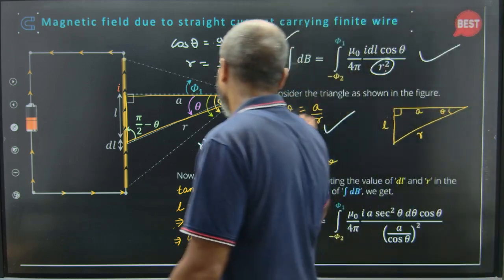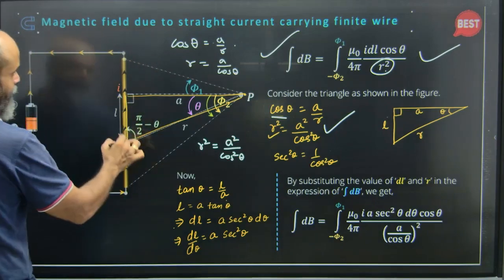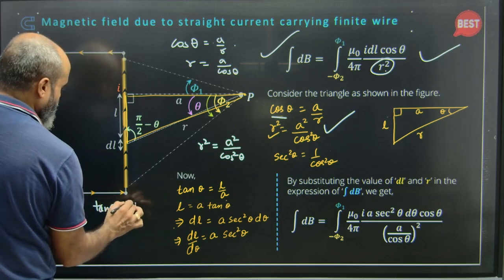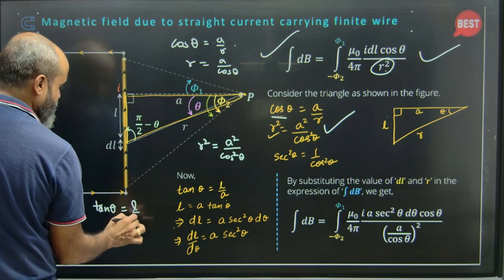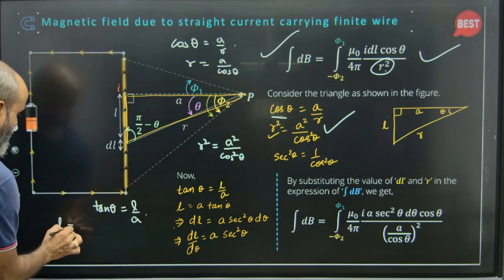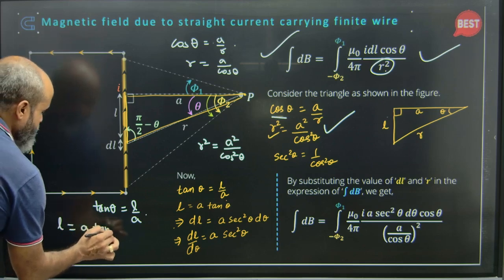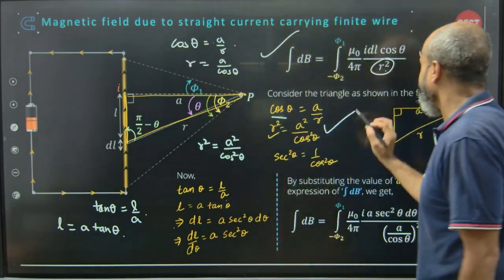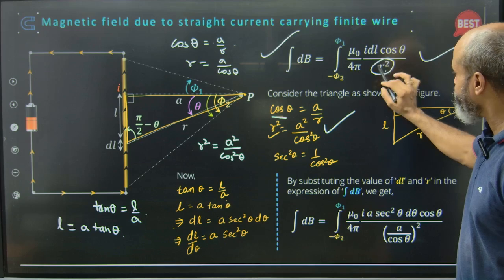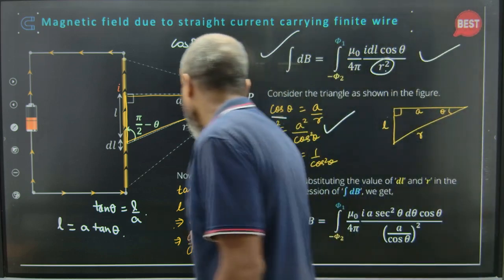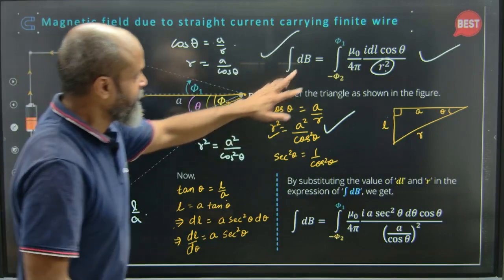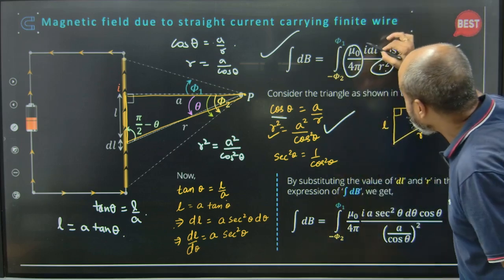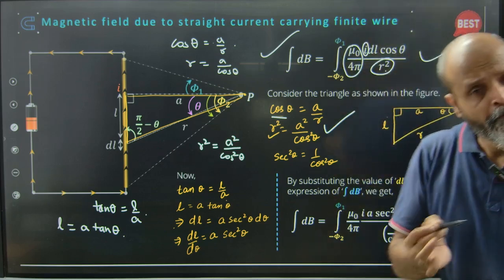Again, if we consider this L and this is A, so this is theta. So tan theta can be written as perpendicular upon base, that is L by A. So L can be written as A tan theta. The thing we are trying to do here is, we have a dl, we have an L, so we have to bring all this to theta terms. In this entire integration, we know that this segment will go out being a constant. This segment will also go out being a constant.